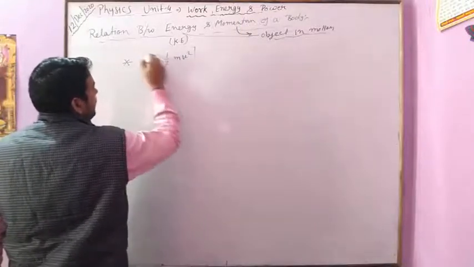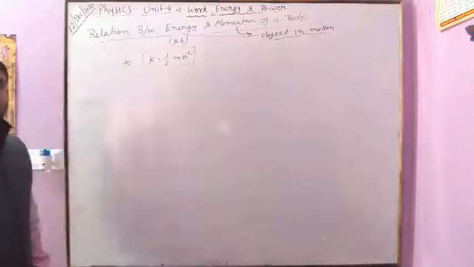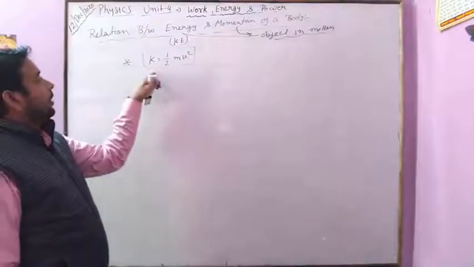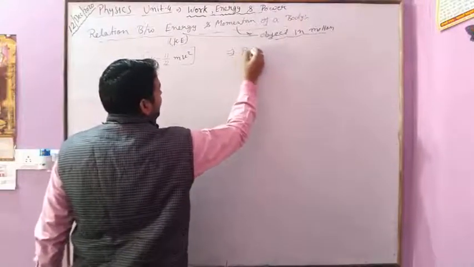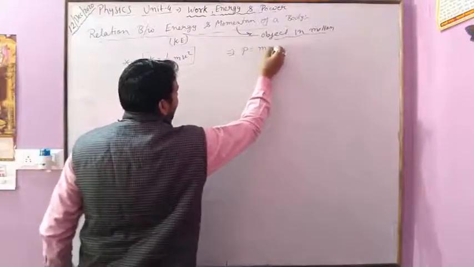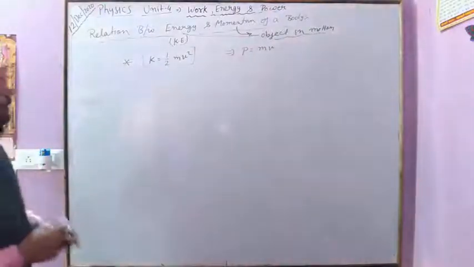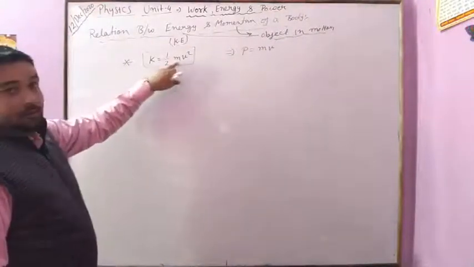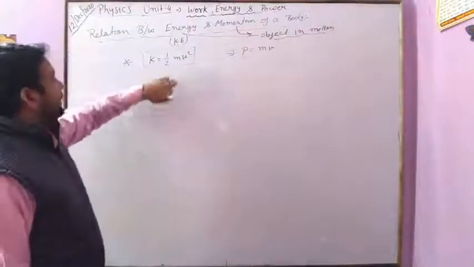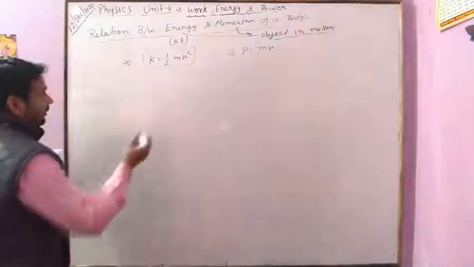It is clear or not? So if you know about this and you have the value of momentum P is equal to m v. So by multiplying here m and dividing m in the kinetic energy, what we get? Let's see.